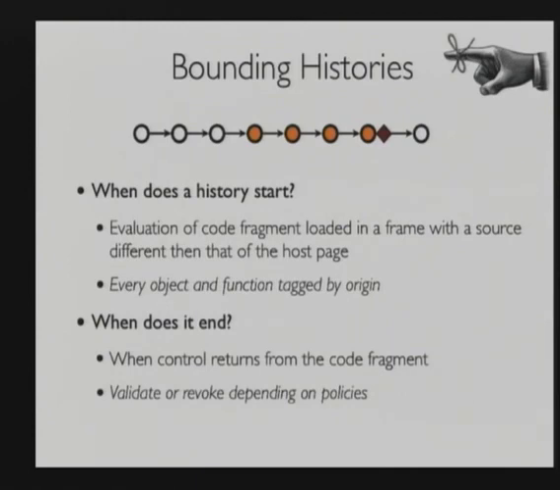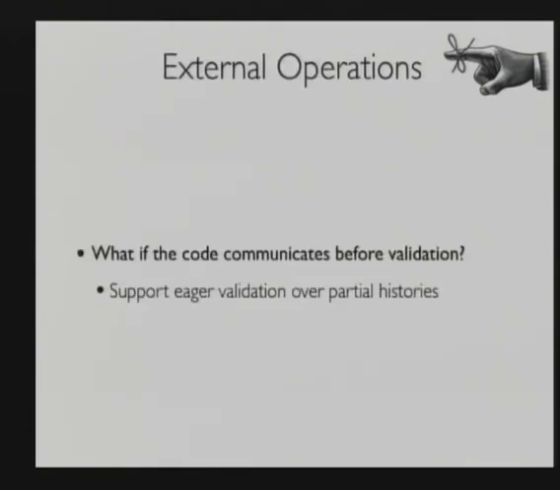That means in order to be able to do that, we have to tag every object with its source. So they're tagged with whether they're trusted or untrusted. And if you're running in trusted code and you try to start an untrusted method, we start a history. When you leave, we stop it. We call the policies. We evaluate whether you've breached security. Either we revoke or we let you go. If you try to perform an external operation in the middle, we support a form of eager validation that looks at the history so far and then that can either abort or let you proceed.